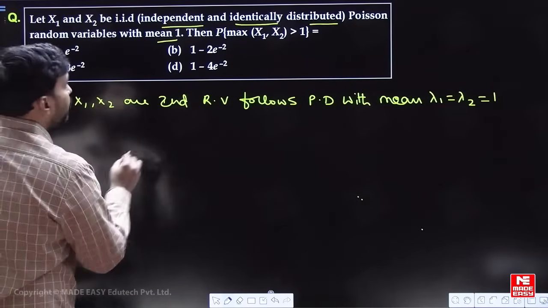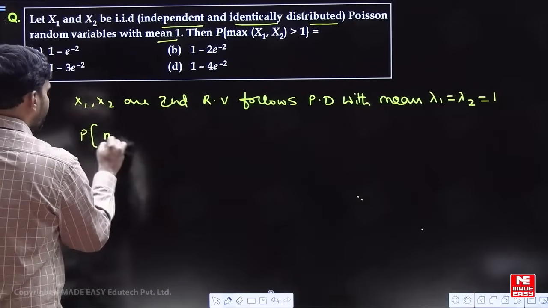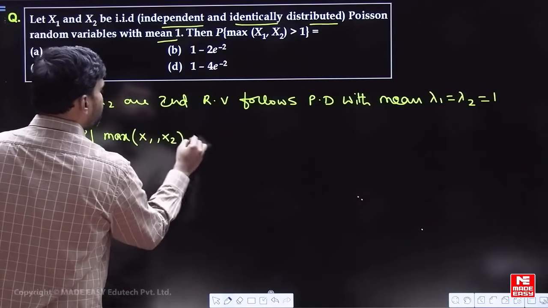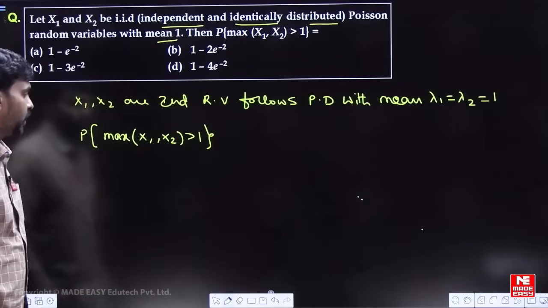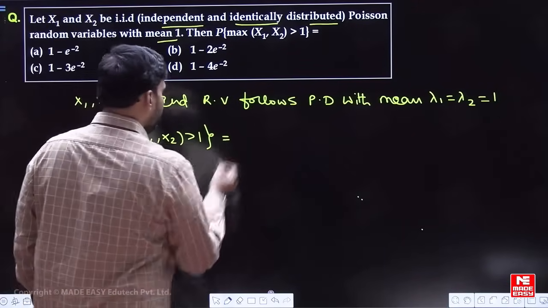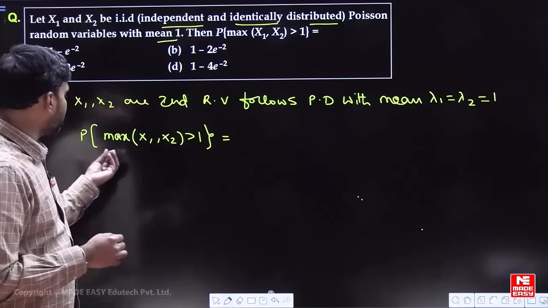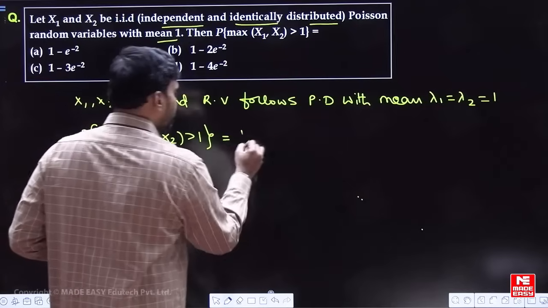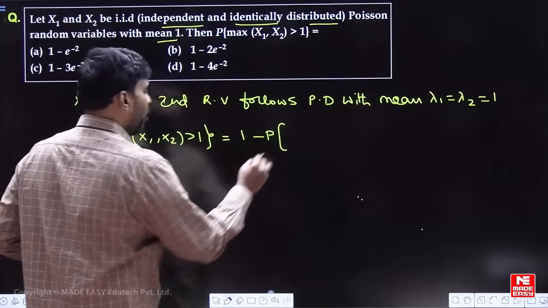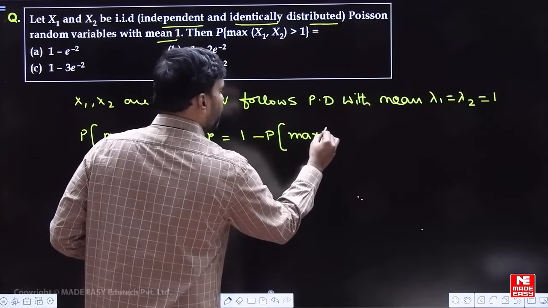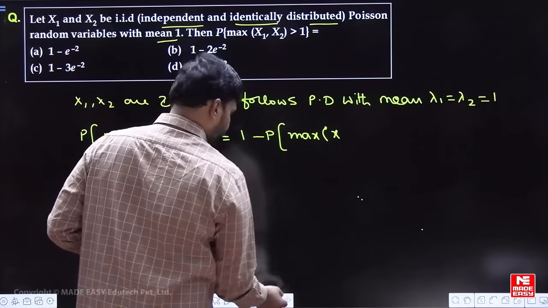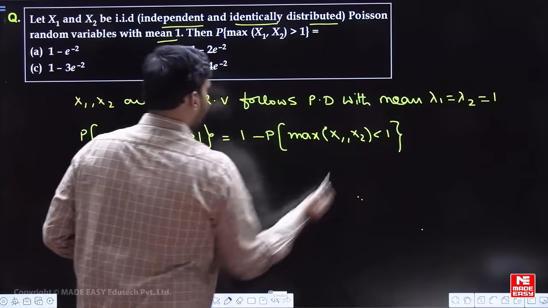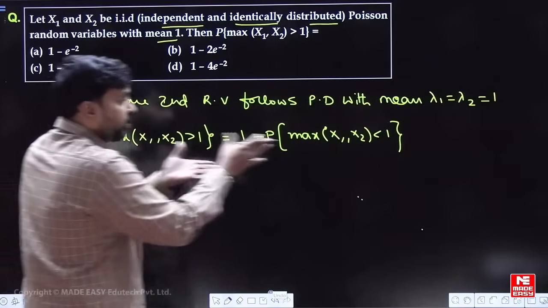Now he is asking the probability of this event, that the maximum of x1, x2 is greater than 1. For the maximum function, if he is asking for the greater than 1 condition, this value is given by 1 minus the probability that the maximum of x1, x2 is less than 1 here. Can I write this one as this or not?